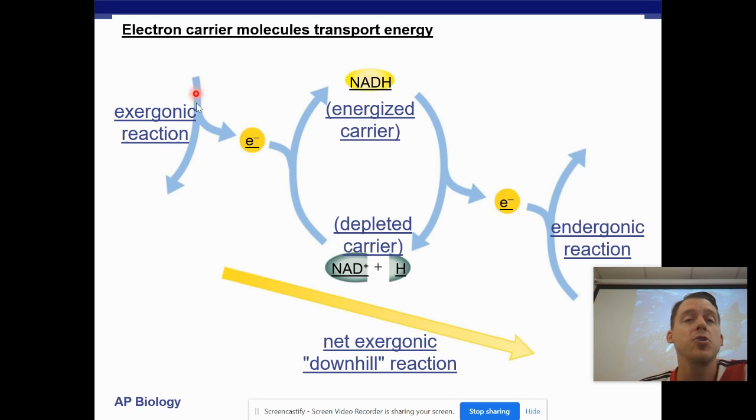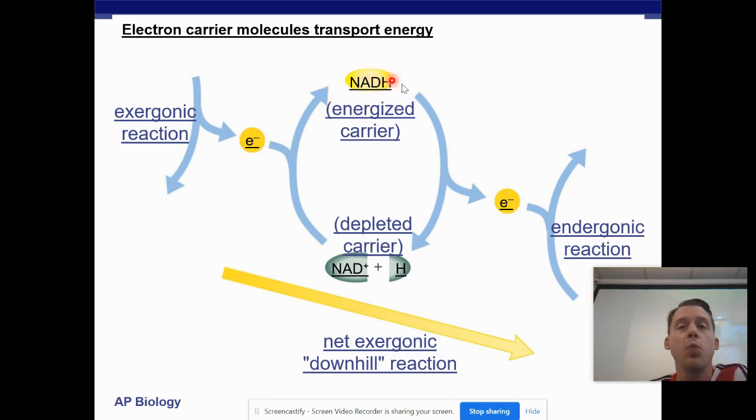Here is how this would work in a biological system. So we have an exergonic reaction. What's an example of an exergonic reaction? It could be food, for example. So maybe we've broken down the food that we eat. And we know that because it's exergonic, it's losing energy. So some of that energy lost can be utilized. Some of that negative delta G is going to be in the form of a high energy electron. This high energy electron can be picked up by NAD plus. NAD plus is low energy, but when it picks up this high energy electron, it becomes an energized carrier, NADH.